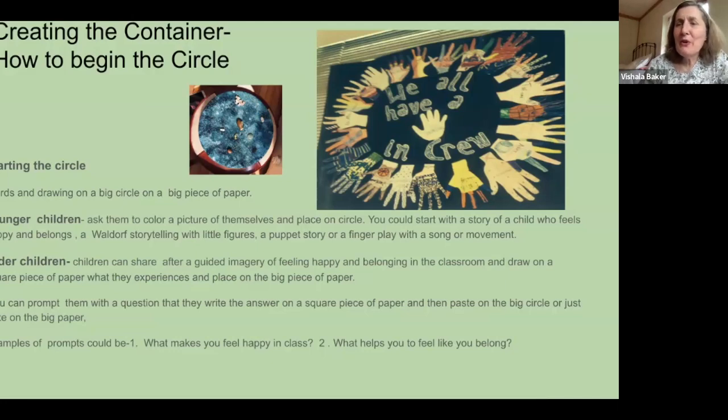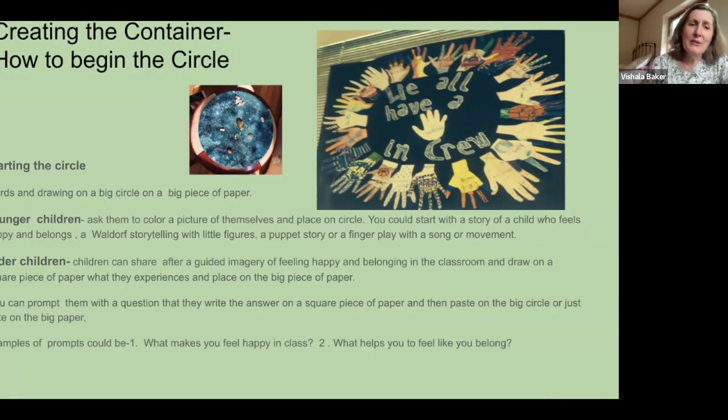You could start a story about animals or children belonging, being happy. Waldorf has this way that I used to do where you have little figures in a circle and you tell the story with the figures, then allow the kids to draw. Puppet show, a finger play with songs or movements. We know the younger children need to move and sing and see.